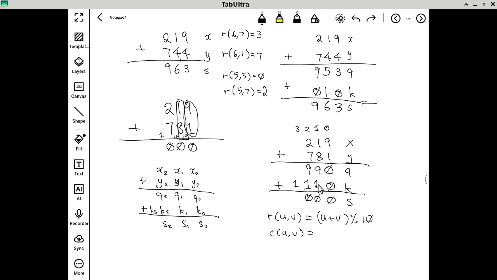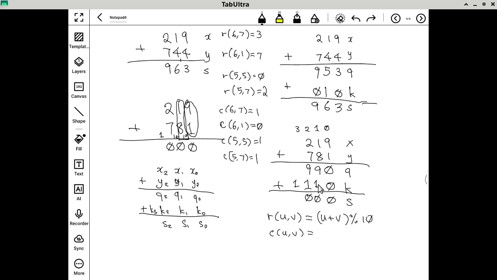What is the carry of adding 6 and 7? It's a 1. Okay, very good. The carry of adding 6 and 1. Okay, the carry of adding 5 and 5. Okay, and then the carry of adding 5 and 7. Okay, so you guys are getting the pattern. So now the question is, how do I code this as an expression? I can see two ways to do it. One is kind of expensive, the other one is a little bit obscure.